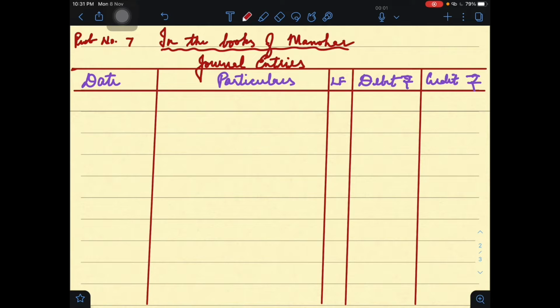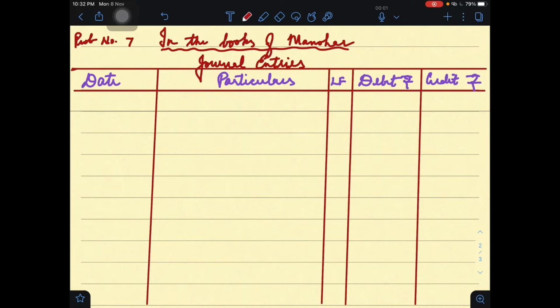Mark the format as date column followed by particulars column, then LF, that means ledger folio. This column is used at the next stage, when posting in the ledger is done. The page number of the ledger in which this particular transaction is posted will be noted here, followed by the amount column for debit and an equal amount for credit. This is how the format looks.